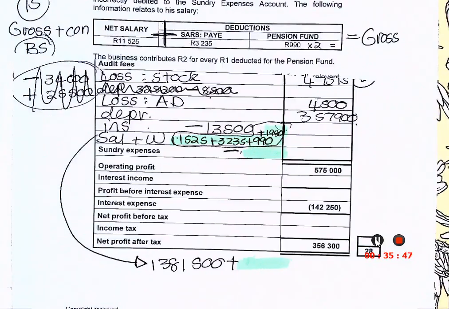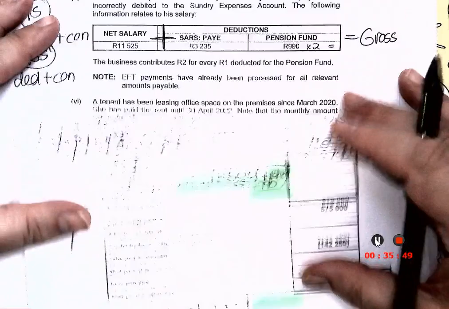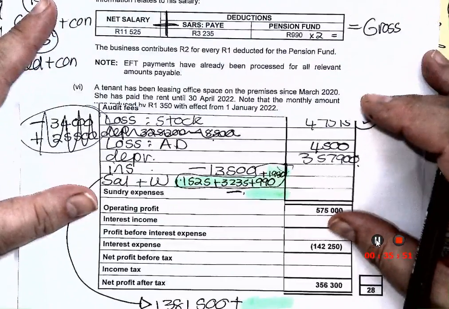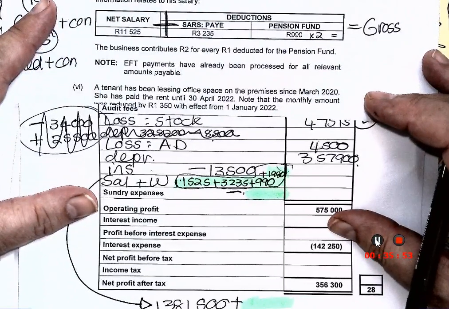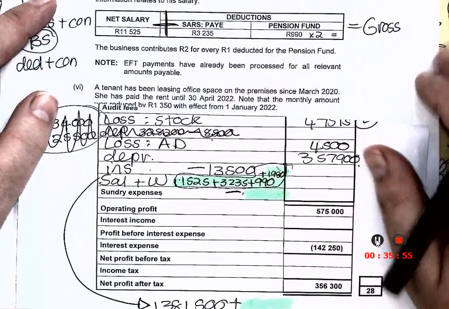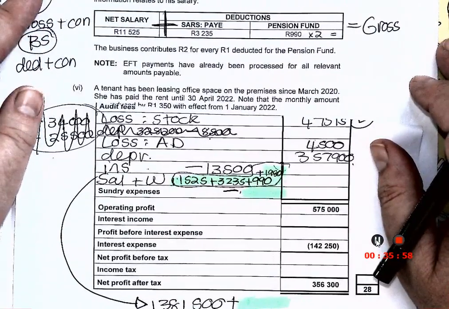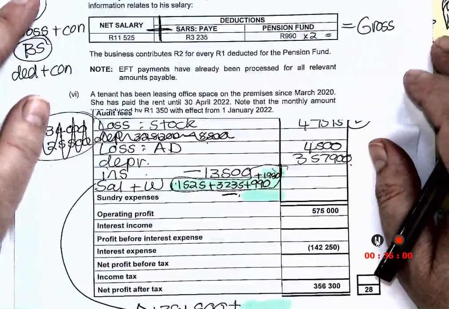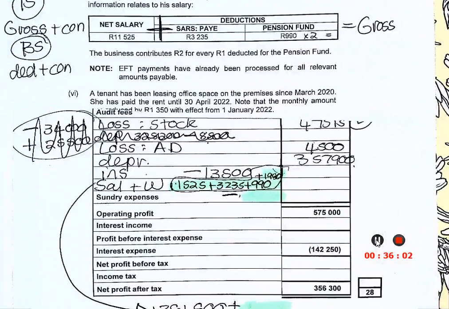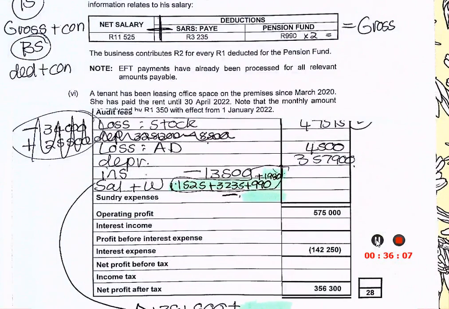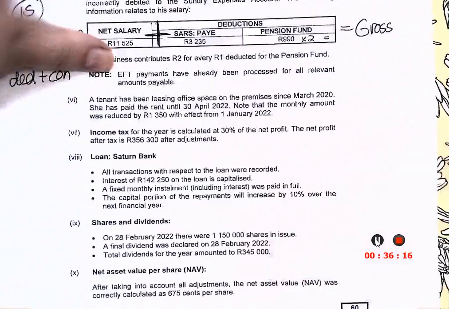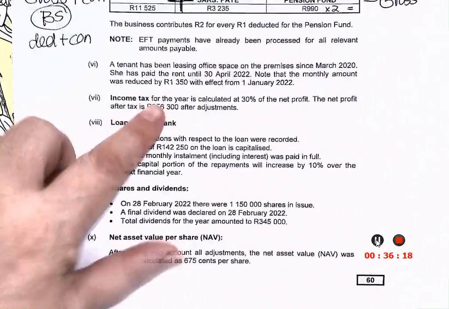Okay. Next one. Next. EFT payments have already been processed for all the relevant amounts payable. So can you see nothing is going to go into payables? Can you see that? Because we've paid everything. The mistake was literally that I just showed it in the wrong T account. So it's only my income statement that's wrong. The people got their money. Okay. You guys get it? Okay, let's go on. Income tax.